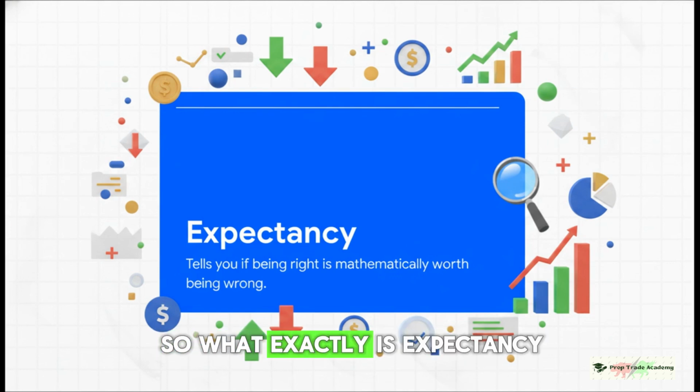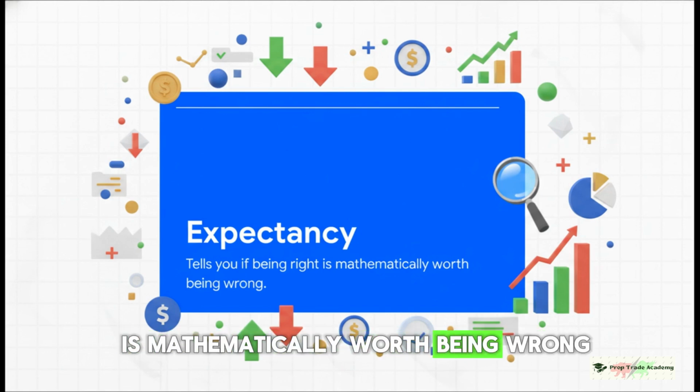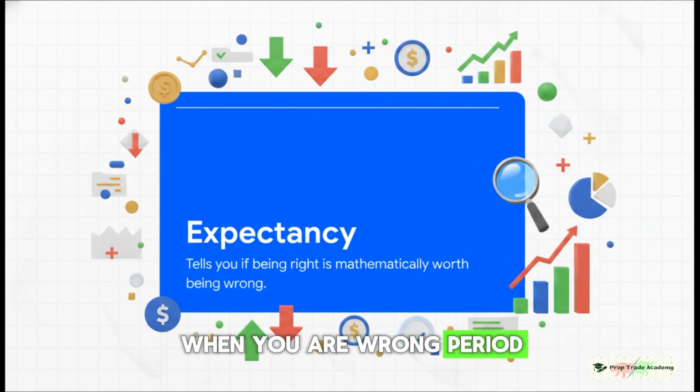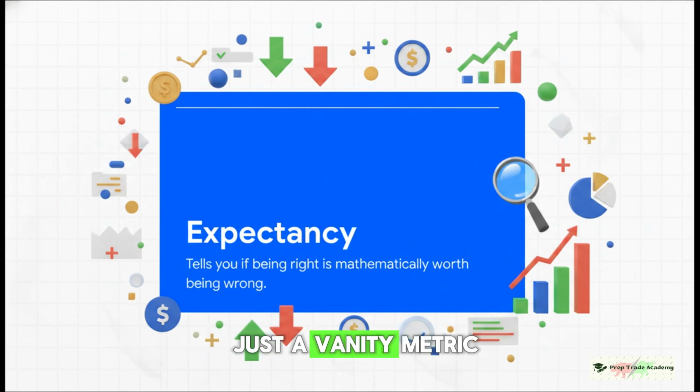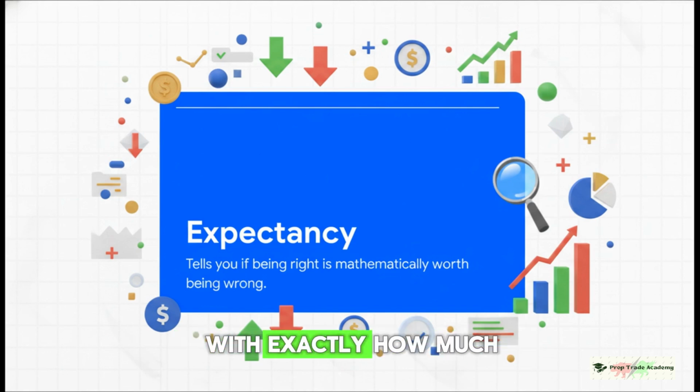So, what exactly is expectancy? It's a metric that tells you whether being right when you are right is mathematically worth being wrong when you are wrong. Period. If win rate is just a vanity metric, expectancy is the ultimate truth teller of your entire trading system. It perfectly combines how often you win with exactly how much you win relative to your risk.